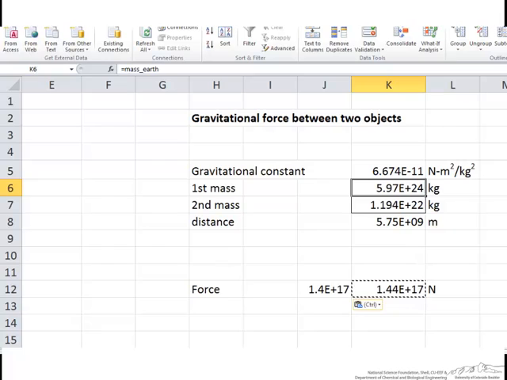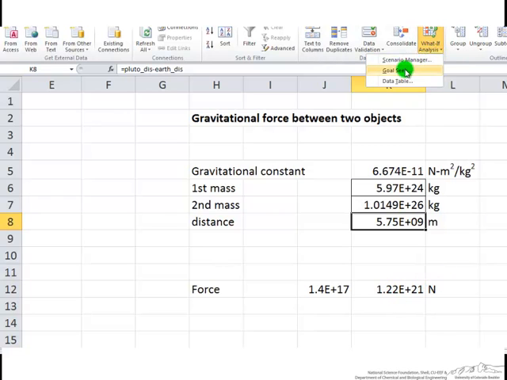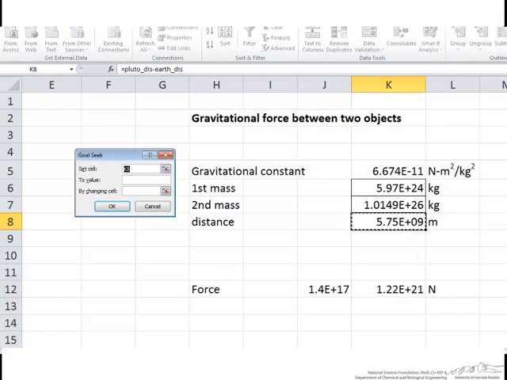So our first mass is correct. That's the mass of the Earth. The second mass now has to be the mass of Neptune. We're not going to change the distance, but notice now that the force changed. So how do we use GoalSeek? Well, we go into GoalSeek, and what we want to do is set this cell, our force, equal to the value of 1.4 times 10 to the 17th. And what do we want to change? We want to change this distance.